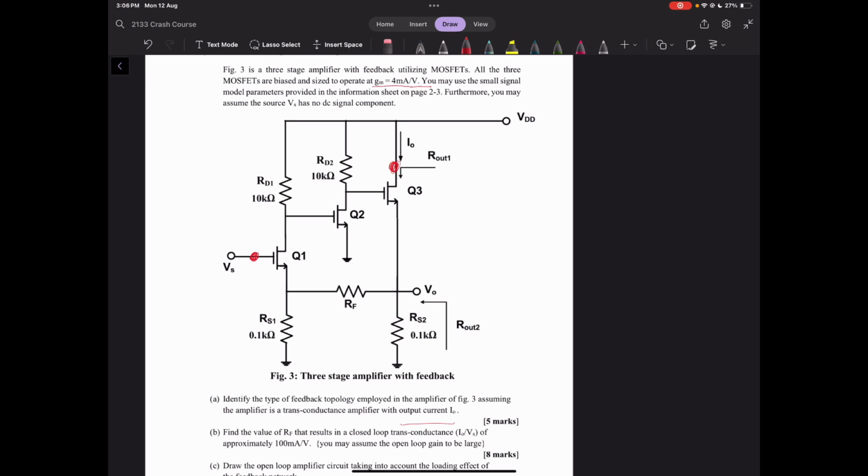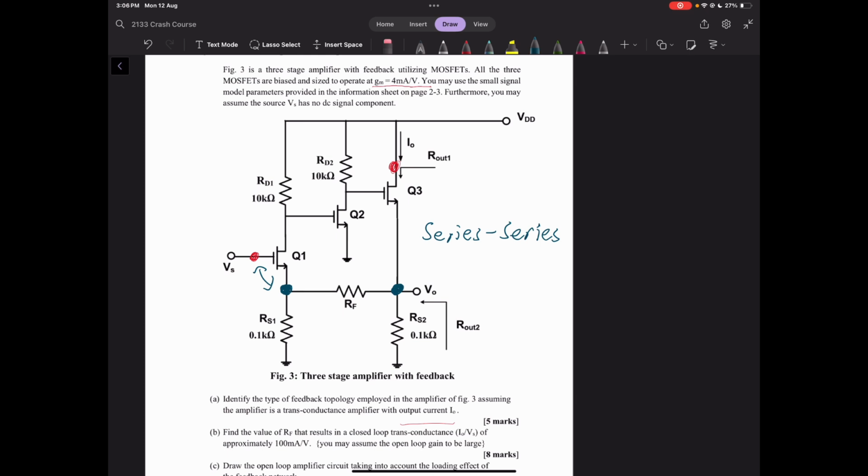Now looking at the feedback network, it's pretty clear that the feedback network is RF. So the start of the network would be here, and the end of the network would be here. If the input node of the feedback and the input node of the amplifier are the same, it's shunt. Otherwise, if they're different, it's series. So these are clearly different nodes. They're separated by the MOSFET. So it's series. And then at the output, they're also clearly different nodes. So it's series. That means your feedback topology is series.